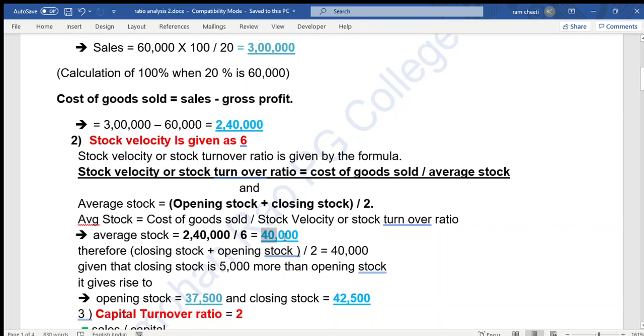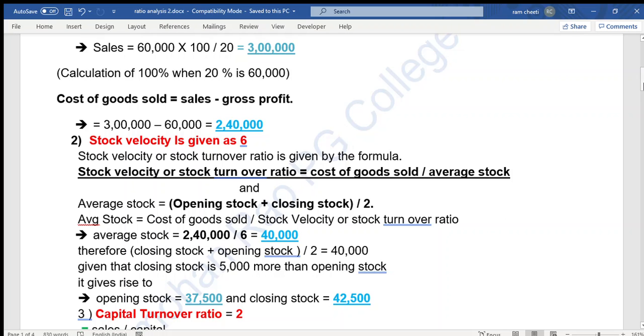turnover ratio. So we got average stock as 40,000, and we know that average stock is equal to opening stock plus closing stock by 2. So we can put this into this equation, average equals opening stock plus closing stock by 2, and we are supplied the information that closing stock is 5,000 more than opening stock. So if we apply the equation, to satisfy this particular equation, the opening stock must be 37,500 and closing stock should be 42,500.